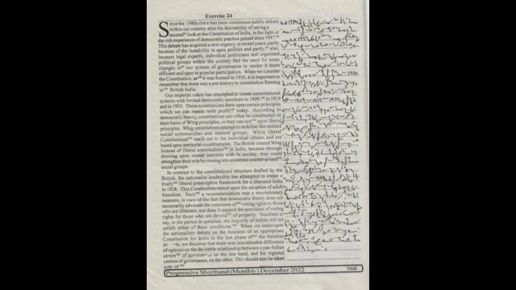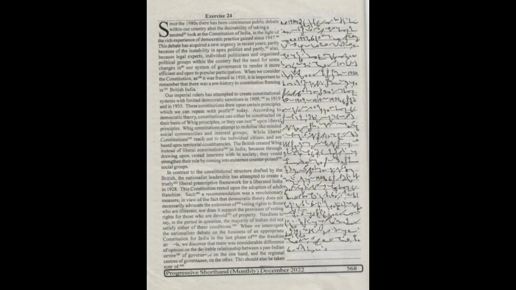When we consider the Constitution as it was framed in 1950, it is important to remember that there was a prehistory to Constitution framing in British India. Our imperial rulers attempted to create constitutional systems with limited democratic sanctions in 1909, in 1919 and in 1935. These constitutions drew upon certain principles which we can repeat with profit today.